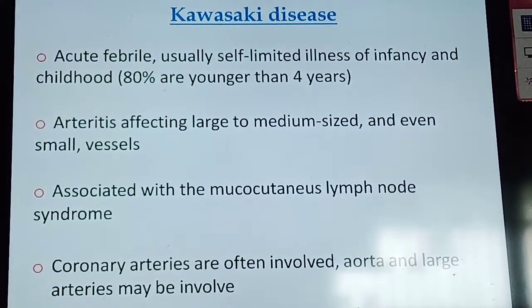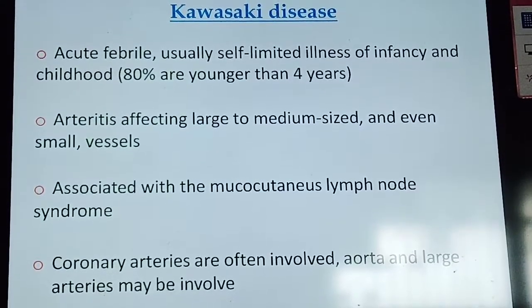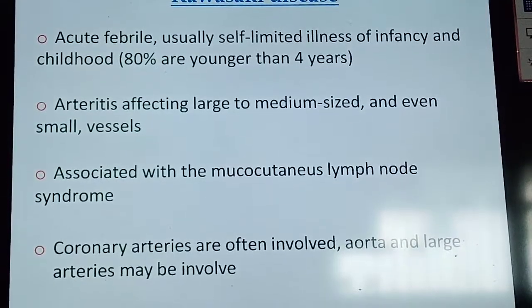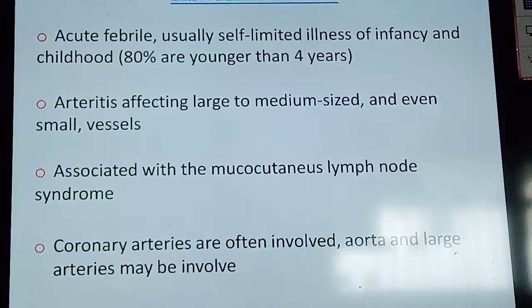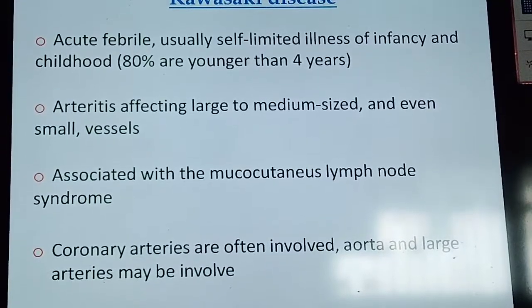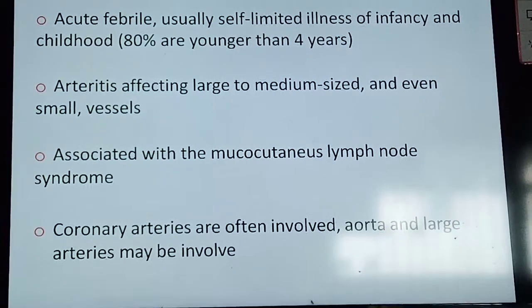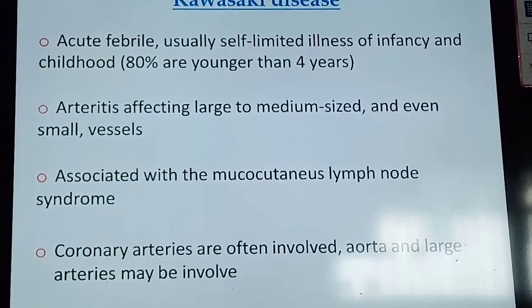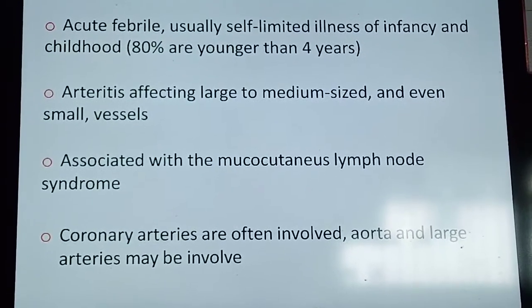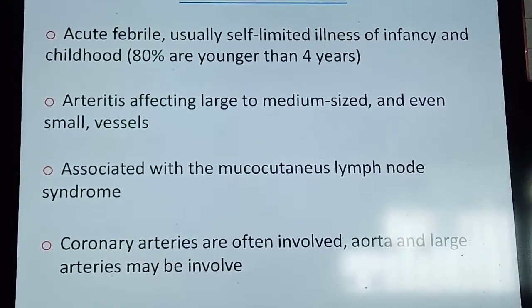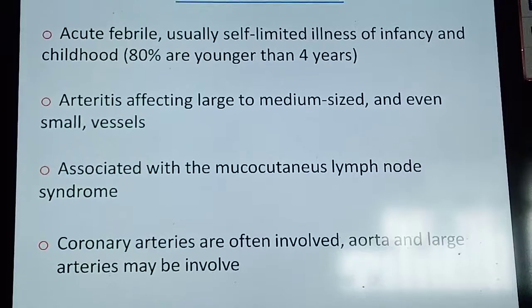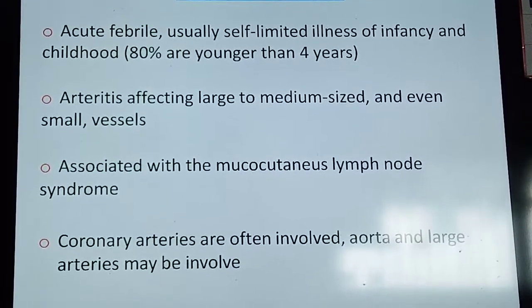Now come to Kawasaki disease. Kawasaki disease is an acute febrile, usually self-limited illness of infancy and childhood. 80% are younger than 4 years of age. It is an arteritis affecting large to medium-sized arteries and even small vessels, associated with mucocutaneous lymph node syndrome, and coronary arteries are often involved. Aorta and large arteries may be involved.